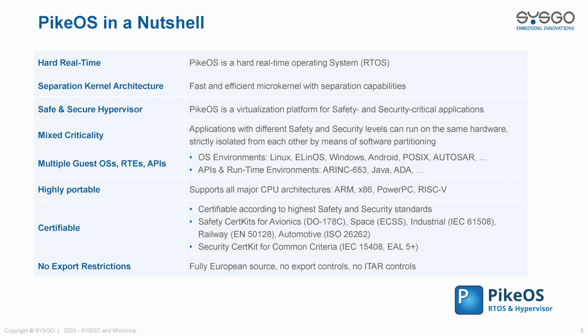So here we have an overview of the PikeOS core offerings. We can highlight the safe and secure separation kernel and the hypervisor where different applications can run. Also operating systems or runtime environments and APIs. Our certification kits are available for industries with the need for the highest levels of safety and security standards for critical applications.